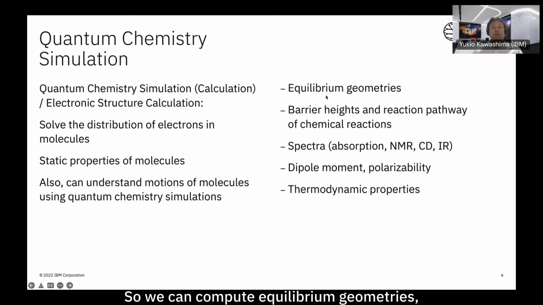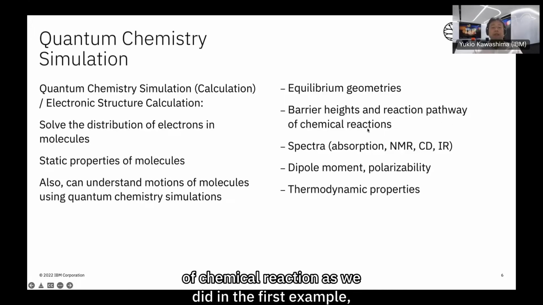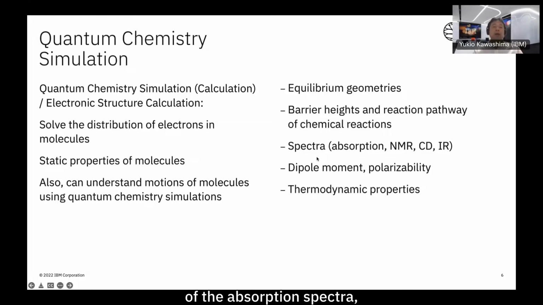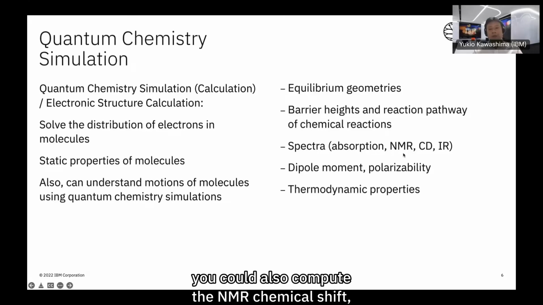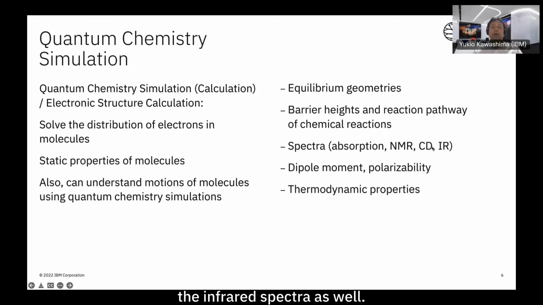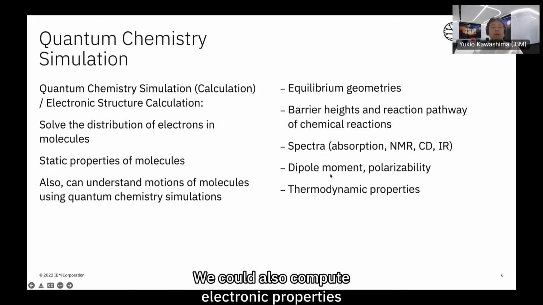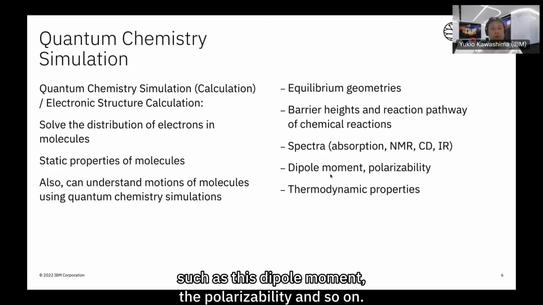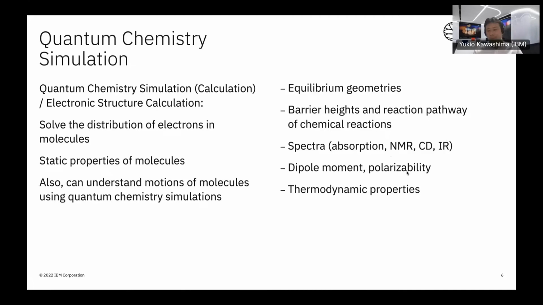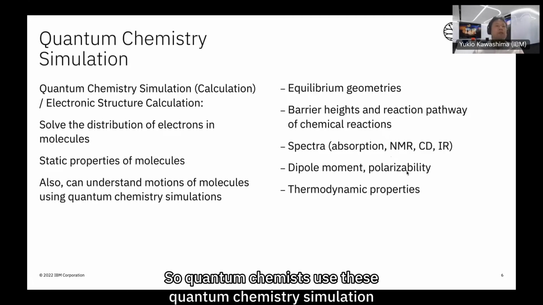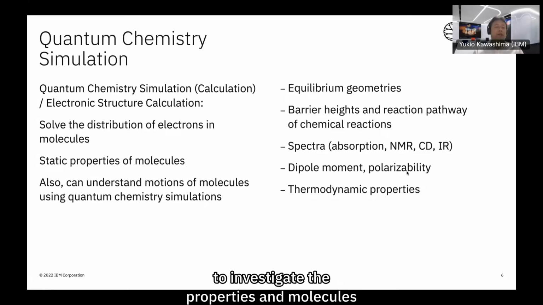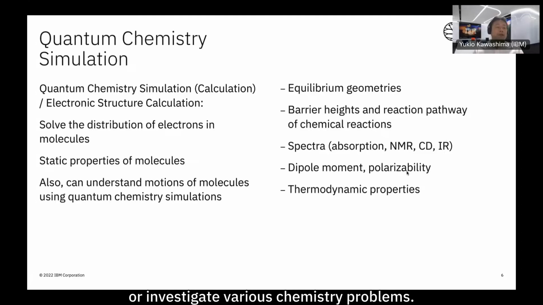So we can compute equilibrium geometries, and we can calculate the barrier heights and investigate the reaction pathways of chemical reaction, as we did in the first example. And also we can compute spectra. The second example was showing you the result of the absorption spectra, but we could also compute the NMR chemical shift, the circular dichroism spectra, the infrared spectra as well. We could also compute electronic properties such as dipole moment, the polarizabilities, and so on. And also we can compute thermodynamic properties. So quantum chemists use the quantum chemistry simulation to investigate the properties of molecules or investigate various chemistry problems.